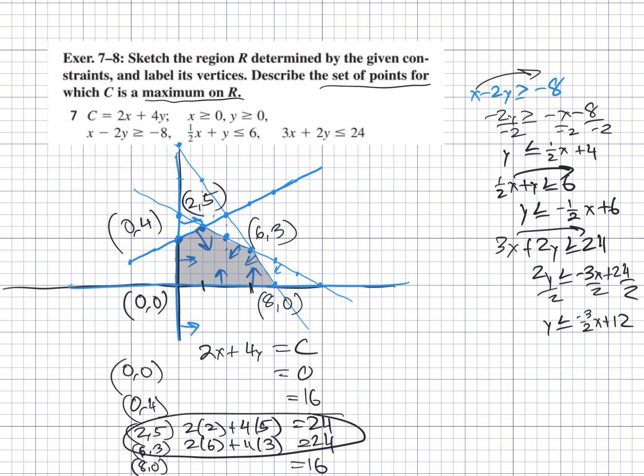So any of the points from 2, 5 to 6, 3, and we can go ahead and highlight that. This part right here, I guess we could do red, maybe better. Those values right there, those are all going to be 24s no matter what you put in there. Okay, so that's your set of values.